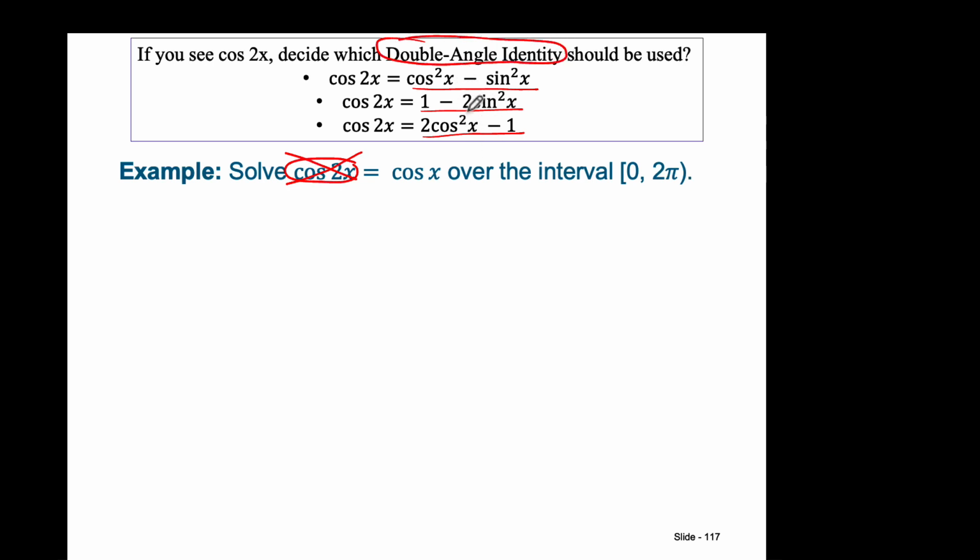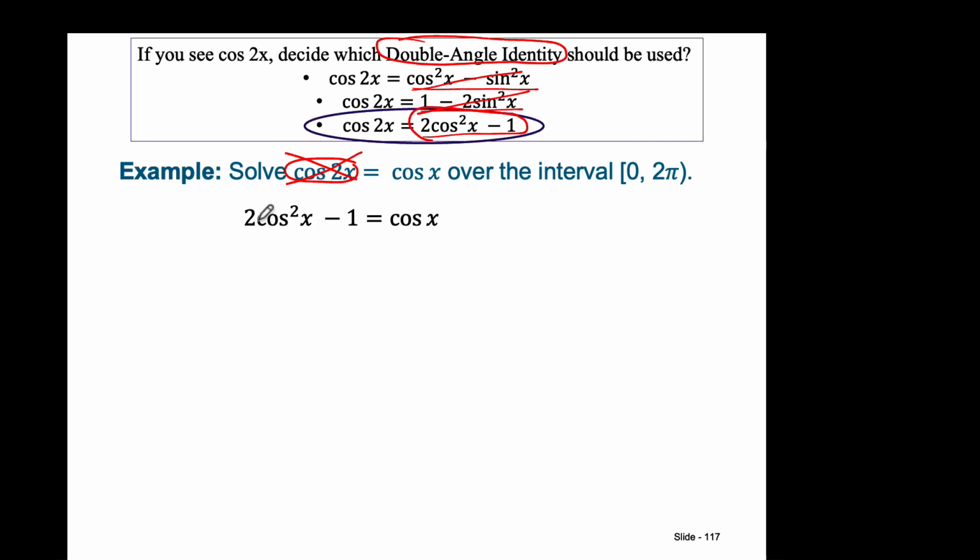Now, there's no wrong choice, but there is certainly an easier choice. So strategically, we only have cosine in this equation, so ideally, we wouldn't want to introduce sine into our equation. This first one here has sine in it, so I'm going to avoid that one. This one here has sine, so I'm going to avoid that one. So I'm going to go with this third one here, making our equation twice cosine squared of x minus 1 equal to cosine of x. That was just substitution using a double angle identity.